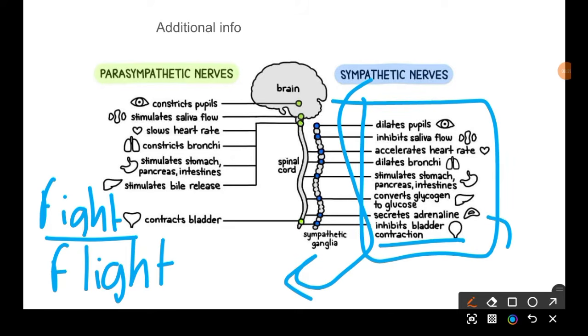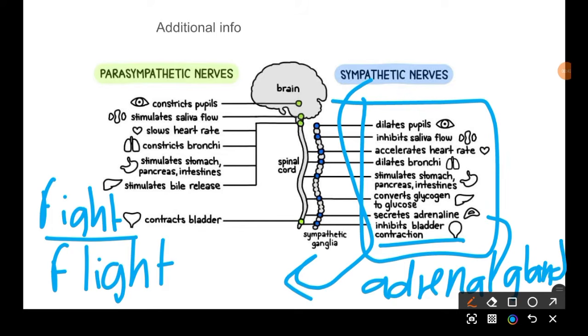And the most important part in our syllabus is that the sympathetic nerves stimulate the adrenal gland to produce more adrenaline, because that adrenaline is going to cause all of those. It helps convert glycogen to glucose, so more glucose is in your bloodstream, so it can be readily used by muscles to fight or flight. And it accelerates heart rate. This is needed in our syllabus. This is very important. It accelerates the heart rate so that more oxygen is pumped to the muscles, and you can fight off your predator.